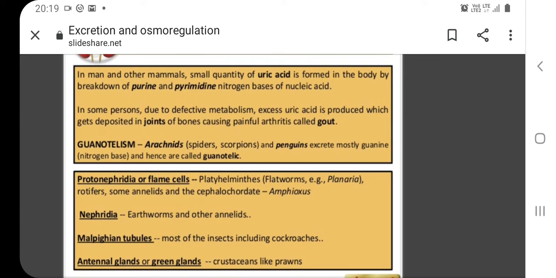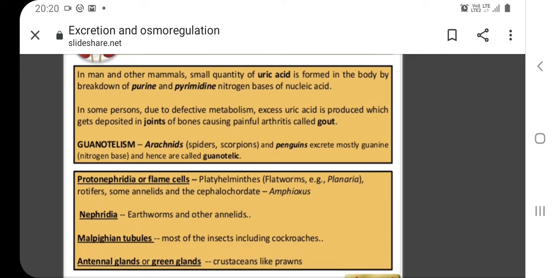In animals like platyhelminths, rotifers, annelids, and cephalochordates like Amphioxus, the excretory organ is the protonephridia or the flame cells. They are called flame cells because these cells have a particular ciliary structure in them which vibrates, and when observed they look like a flame coming out of a candle.